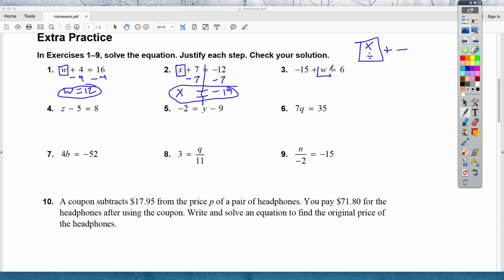And we include the sign in front of it. Sorry for that extra little line there.